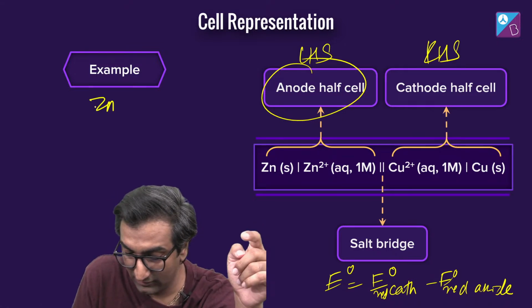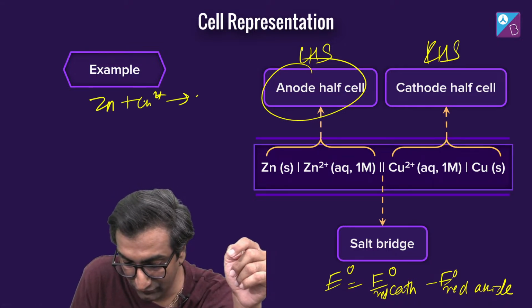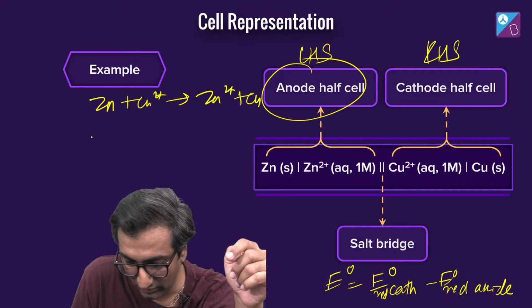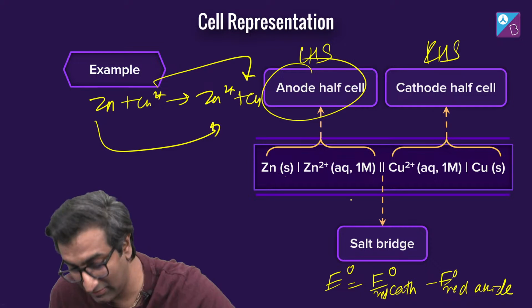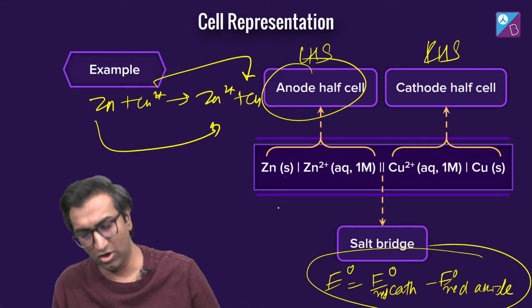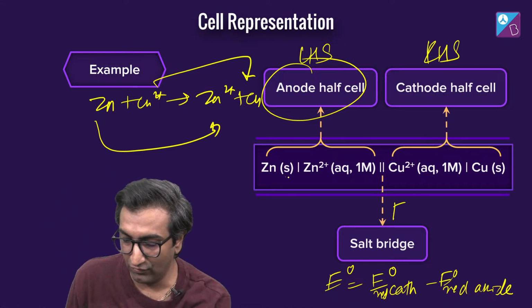What is the actual reaction happening? Zn plus Cu2+ gives you Zn2+ plus Cu. So the actual reaction is this and this. You will write what is actually happening irrespective of how you calculate E naught, because to be honest you can find E naught multiple ways.